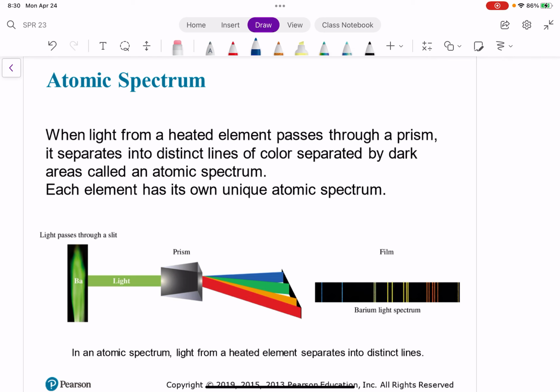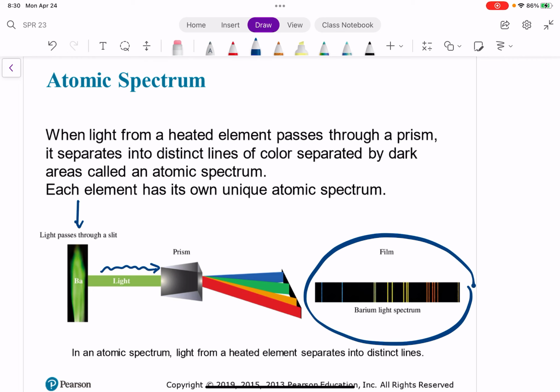So when we heat elements, specific elements, and the light from that element passes through a slit and hits a prism, we can see that it creates that spectrum that we can see, and that spectrum is actually unique to each element, and it's called an atomic spectrum. And each element has its own atomic spectrum. It's a fingerprint for the element.